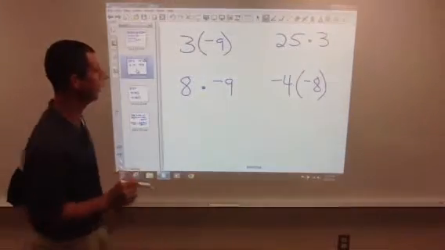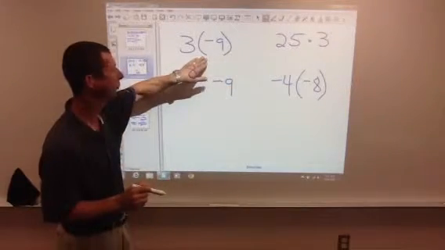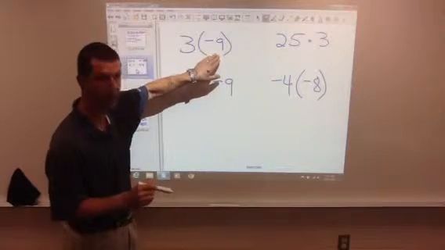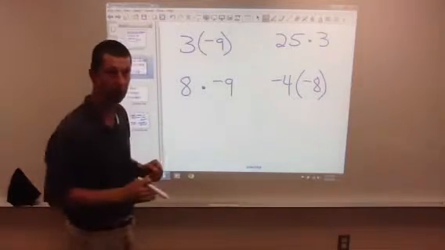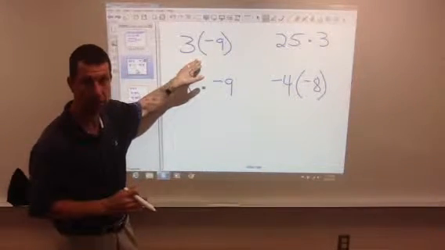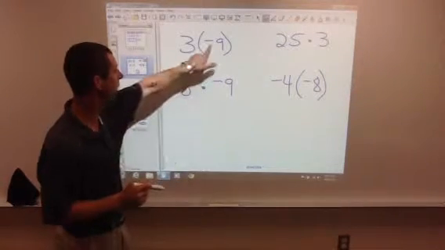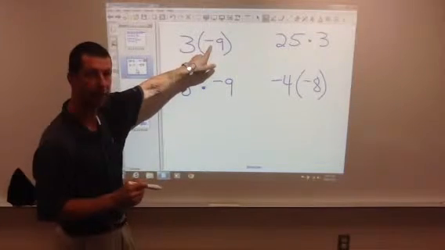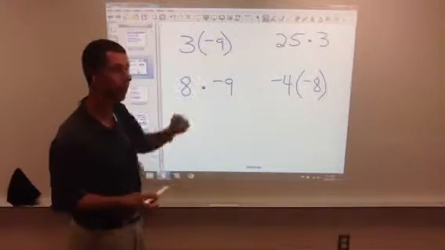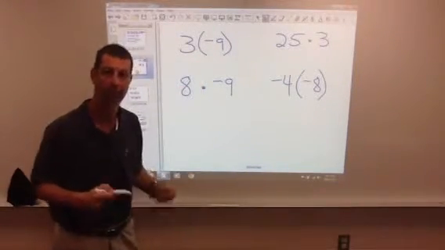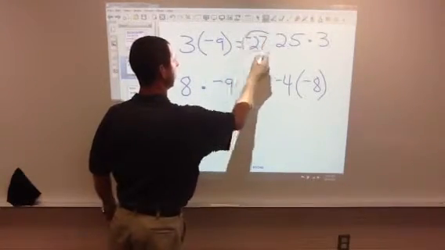Here are 4 problems that I'm going to do up here. If we take a look at this first one, we have 3 times negative 9. The parentheses just help to keep the problem neat. That's multiplied. There's no operation sign between the 3 and the negative 9. Since we have a positive times a negative, our answer is going to be negative. Once again, if you count the negative numbers, there's just one negative number, one being odd. That's going to be negative 27 for the answer for that one.